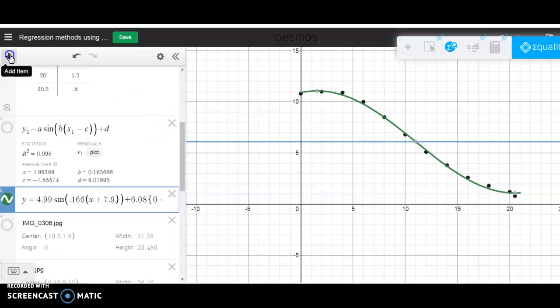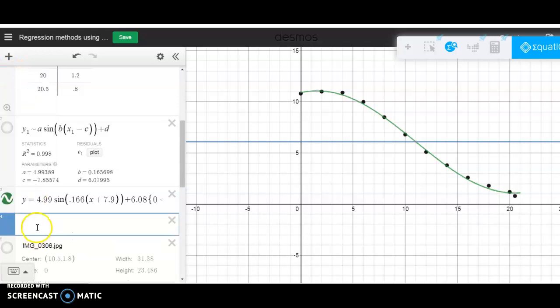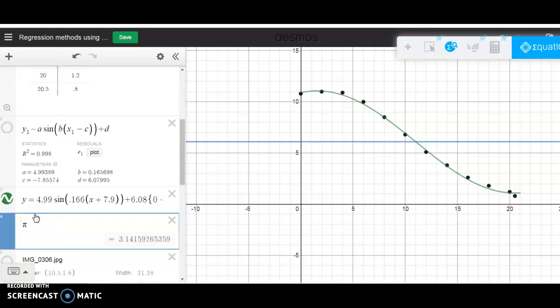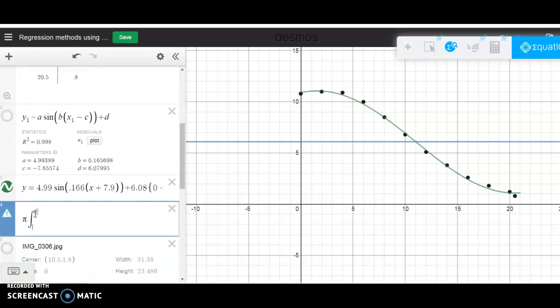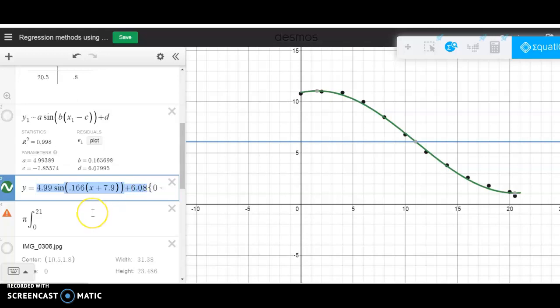And I could even use Desmos. Let me add another expression right below here to find that volume for us. Remember, the formula is pi, and then I can do my integral, and I want to go from 0 to 21. I can copy.